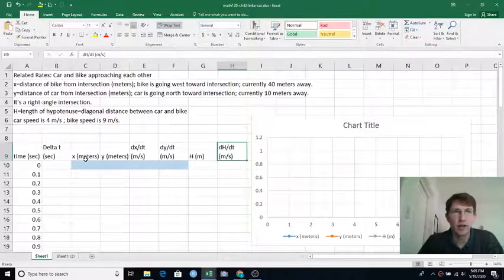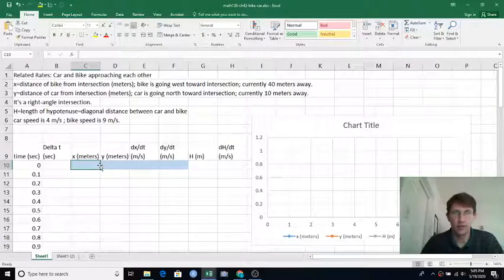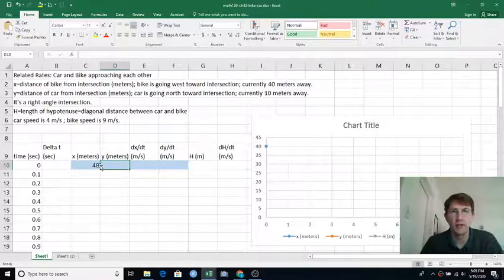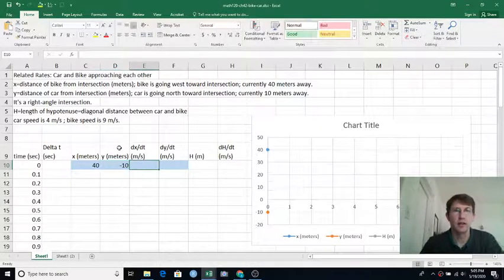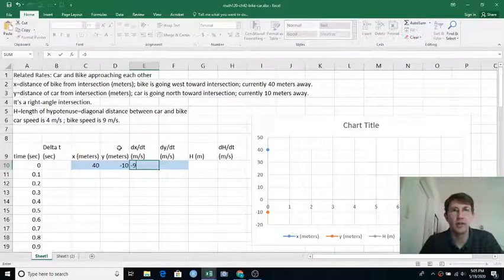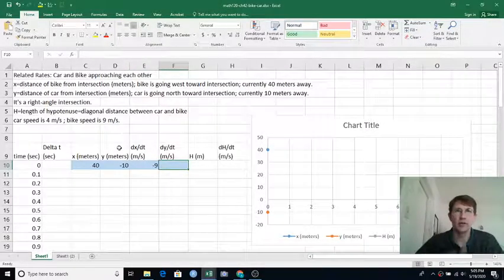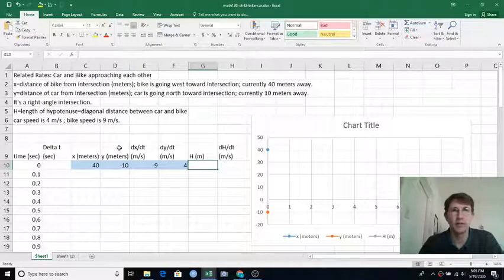So according to the diagram we had drawn in the other video, we've got x is 40 meters and y is -10 because it's south of the intersection. And the bike was moving at 9 meters per second toward the intersection, so its x value was actually decreasing. And the y value of the car was increasing, so we got +4 there.